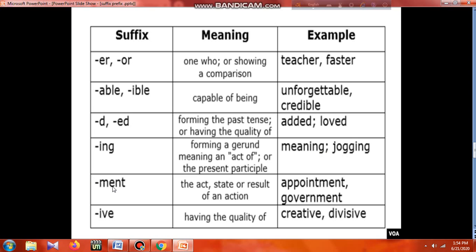And there is -ment. It actually shows act, state or result of an action, like appointment, government, development, this much. Another one is -ive. It expresses the meaning of having the quality of, like creative, divisive. So these are the common suffixes, their meanings and the examples. Apart from this, there can be others.